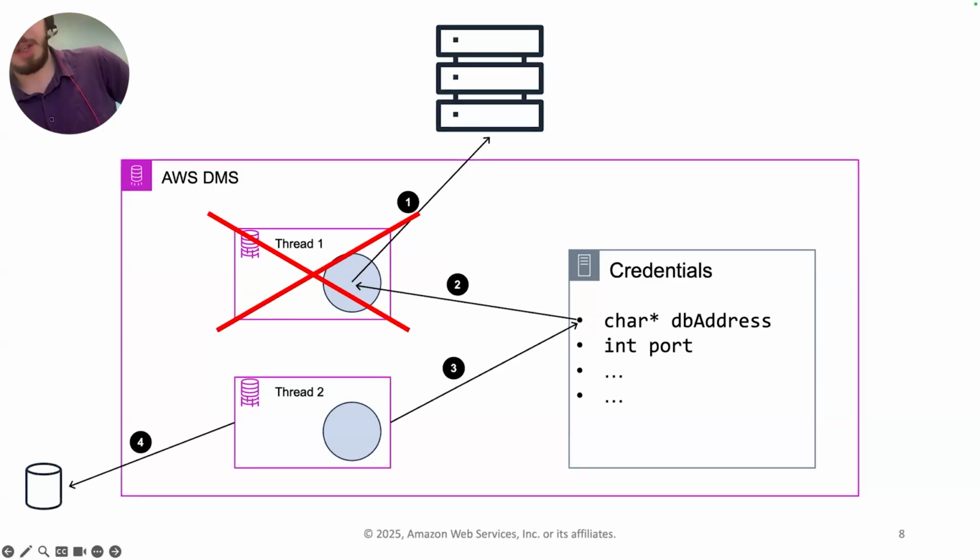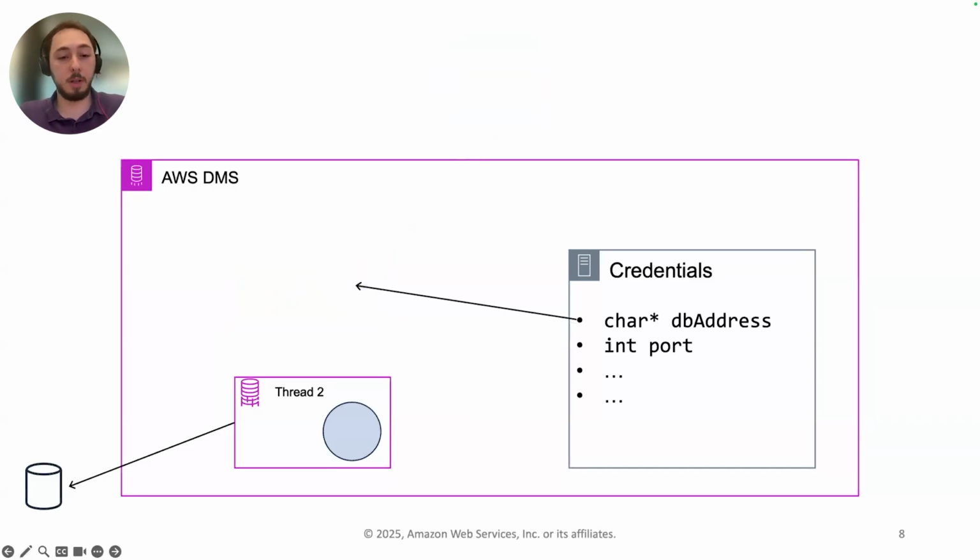So that's pretty big for all the threads that want to connect to the database, because thread 1 was holding the ownership on the memory where credentials were allocated. So if we look at how the situation looks now, it looks like this. We have this credential struct, which has this DB address, and it's still pointing to the correct string, but this piece of memory is now not owned by anyone.